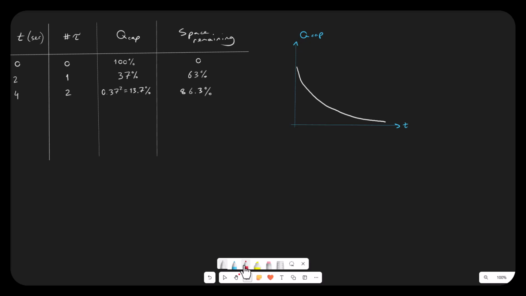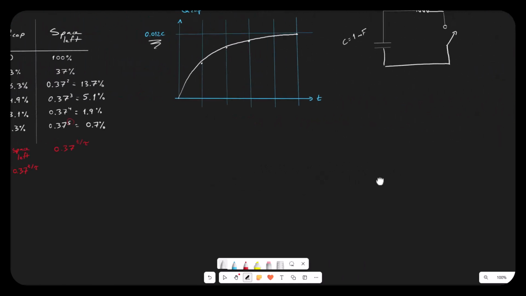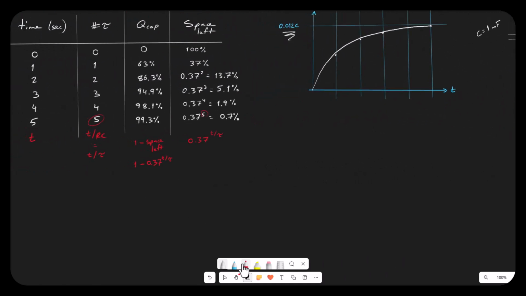Now the charge left on my capacitor, I've got T still here. I've got T over RC, or T over tau. Over here, I'm going to have 0.37 to the power of T over tau. And over here, I'm going to have 1 minus Q cap. That's charging and discharging a capacitor, and that's really pretty close to what I need. I can talk about the current running through this thing too, which is worth having.